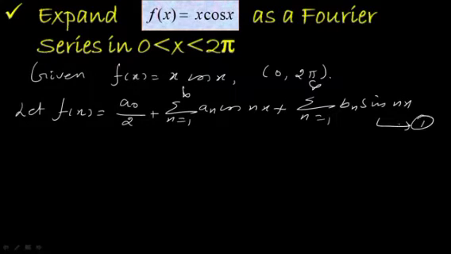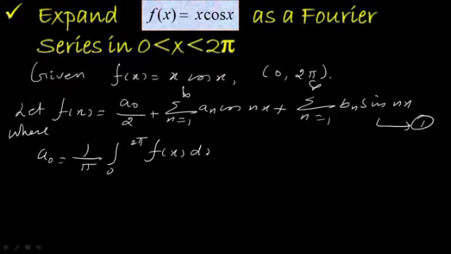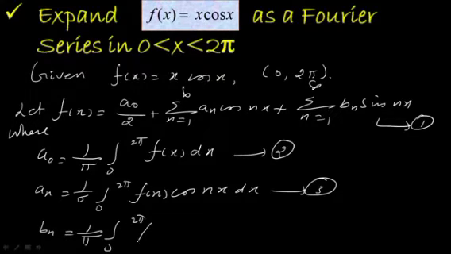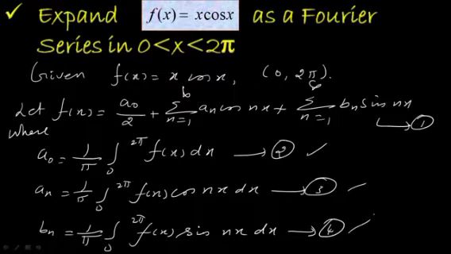You take this as equation number 1, where a0 is calculated using the formula 1 by pi integral 0 to 2 pi f of x dx. Take this as equation number 2, and an is equal to 1 by pi integral 0 to 2 pi f of x cos nx dx. Take this as equation number 3, and bn is equal to 1 by pi integral 0 to 2 pi f of x sin nx dx. Take this as equation number 4. So by making use of these three formulas, let us first calculate the values of a0, an and bn and substitute in equation 1, and the problem will be over.